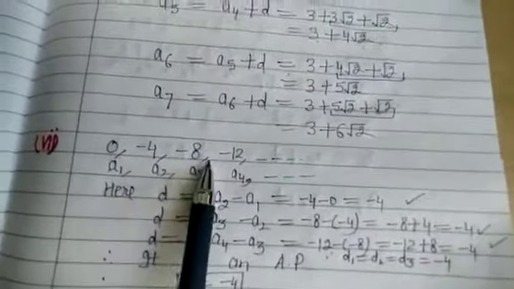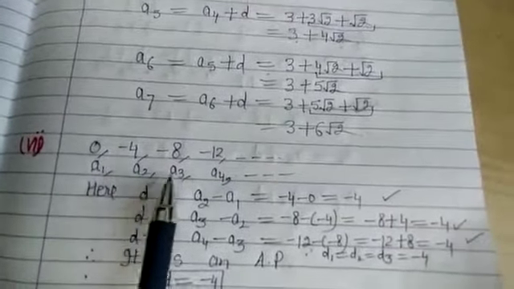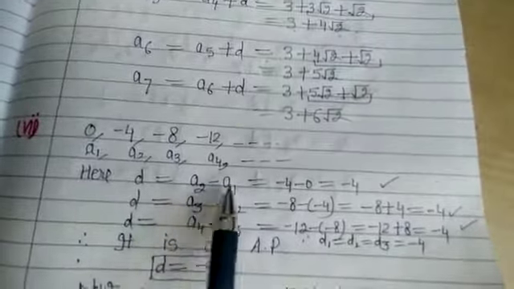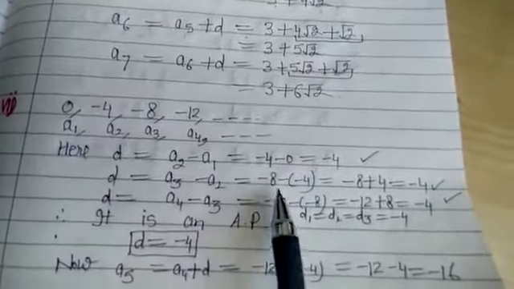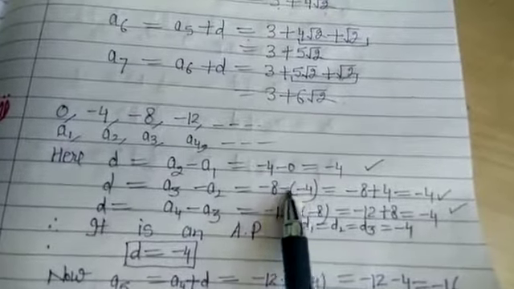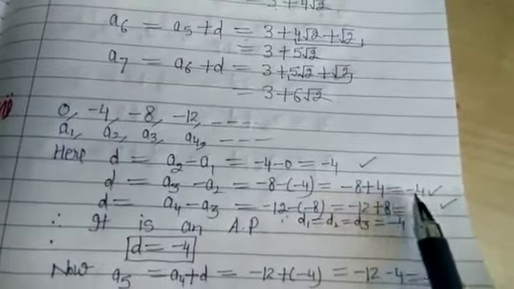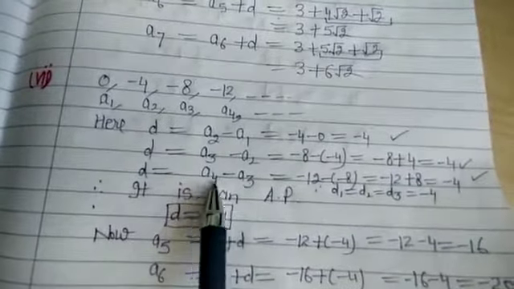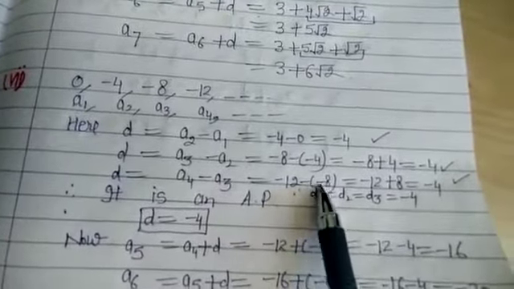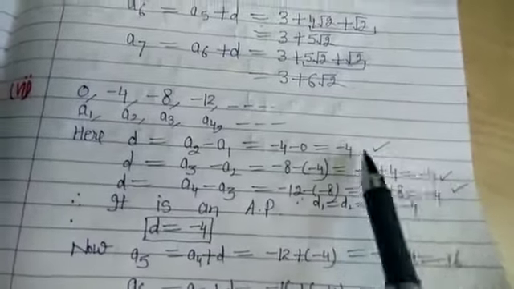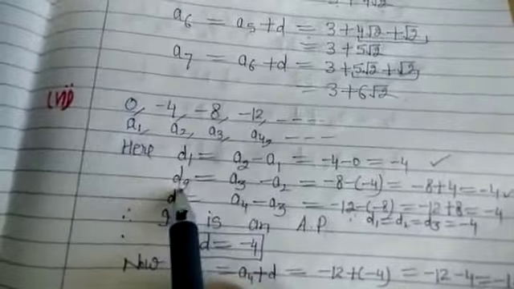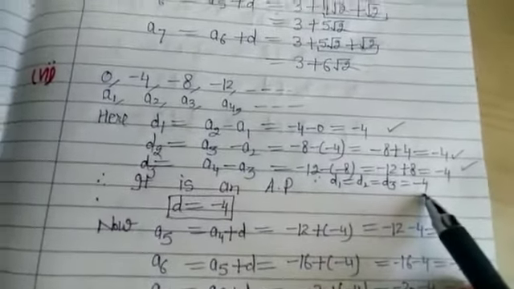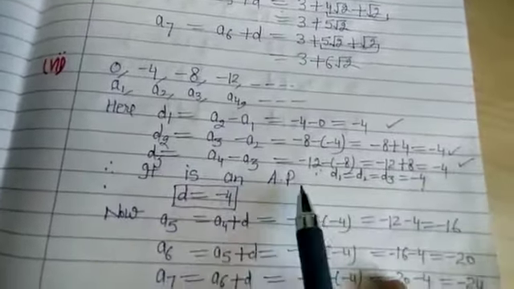Now the seventh part is 0, minus 4, minus 8, minus 12. A1, A2, A3, A4. The difference is A2 minus A1, minus 4 minus 0, that is minus 4. Again, the difference is A3 minus A2, minus 8, minus of minus 4. Minus minus is plus. So again, minus 8 plus 4 is minus 4. The next difference is A4 minus A3, minus 12, minus of minus 8. Then it becomes minus 4. So everywhere the difference is coming the same. So D1 is equal to D2 is equal to D3 is equal to minus 4. So every time the difference is the same, therefore it is an AP.